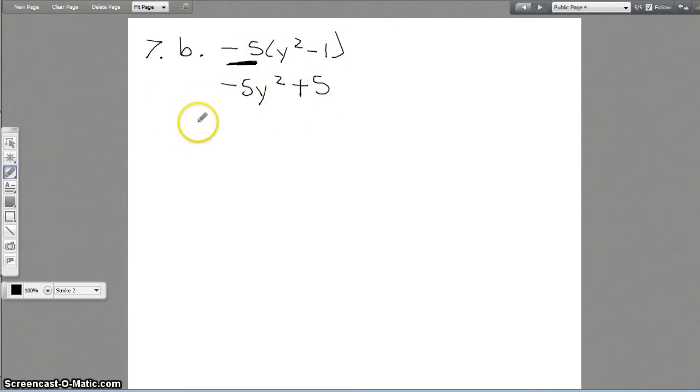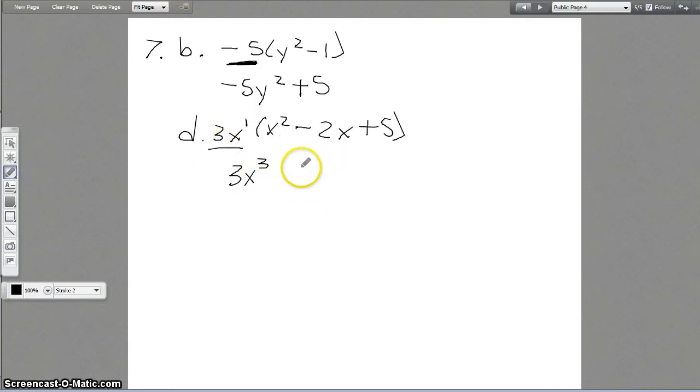Okay, the next one we're going to do is part D, which is 3x times x squared minus 2x plus 5. So we're going to multiply 3x by every term that's inside the parentheses. So 3x times x squared is 3x cubed. Because we had x to the first power, we add our exponents. Then 3x times negative 2x is negative 6x squared. We're multiplying our coefficients. 3 times negative 2 is negative 6. And then we add our exponents. X to the first power times x to the first power is x squared. And then our last term, 3x times 5, is just 15x.